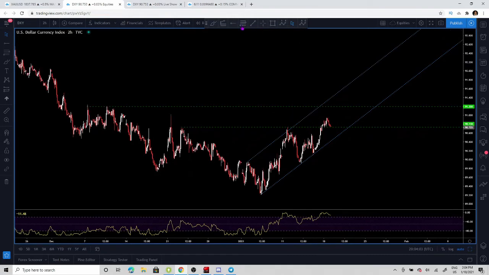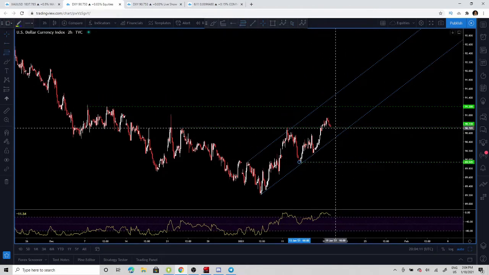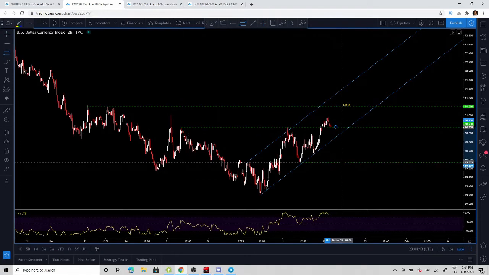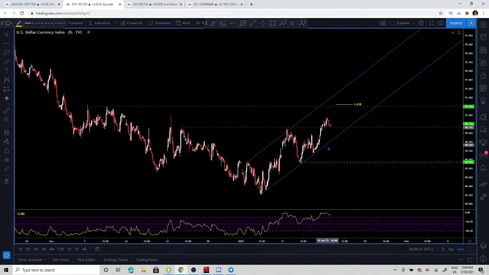9120 is the level that we are supposed to be looking at on the upside. The reason is that I reckon it's around the 161.8 of the last leg down, which makes it the next target to the upside. So it's very plausible that we are going to see some bulls enter the market right here.